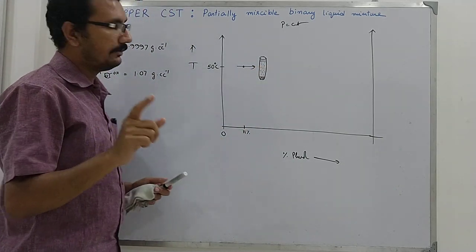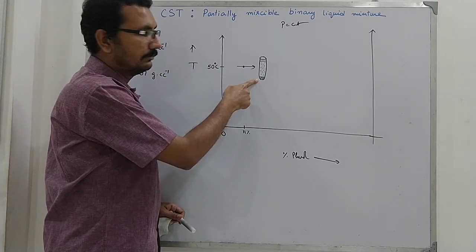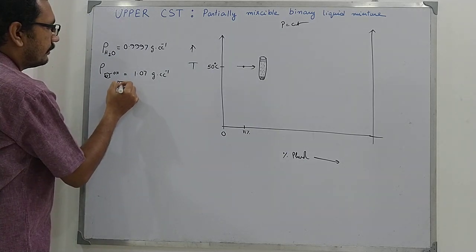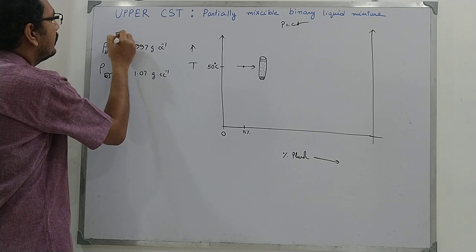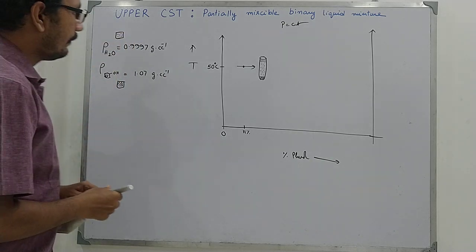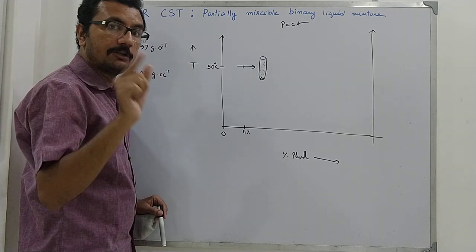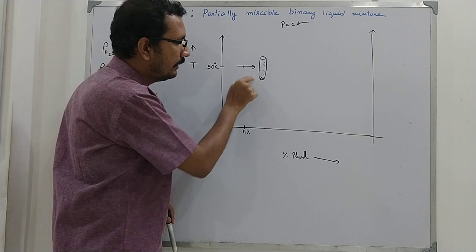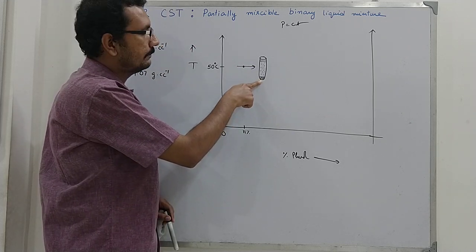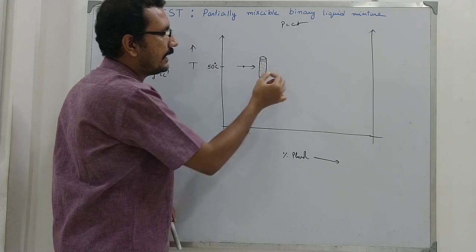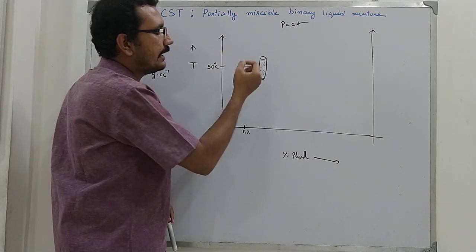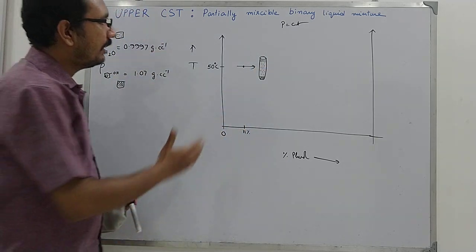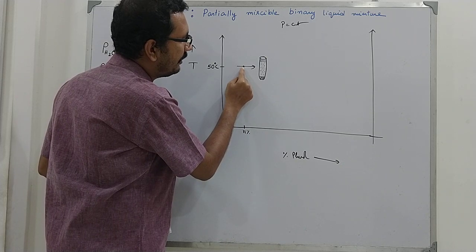Now mind that it is not pure phenol. Say we symbolize phenol as this shade and we symbolize water by these dots. So when you get this phenol, it is not pure. It is a saturated solution of water in phenol. So water is in a dissolved state within this phenol. And when you are getting water, it is actually a saturated solution of phenol in water.